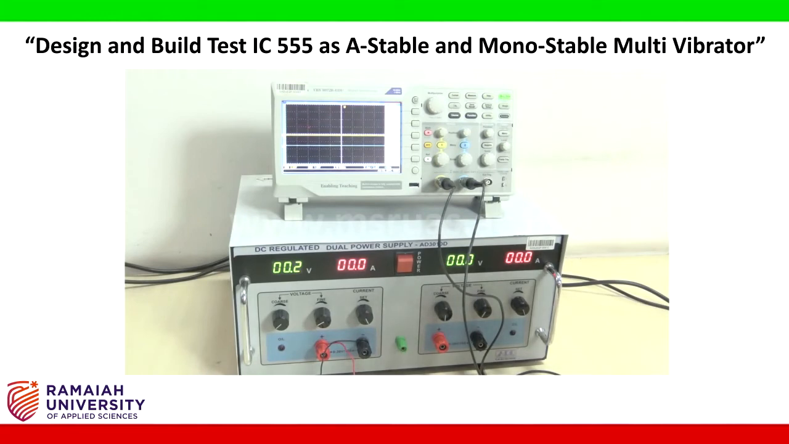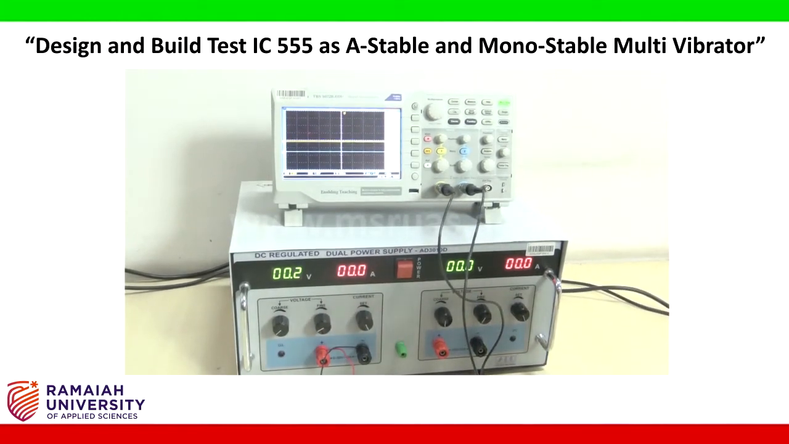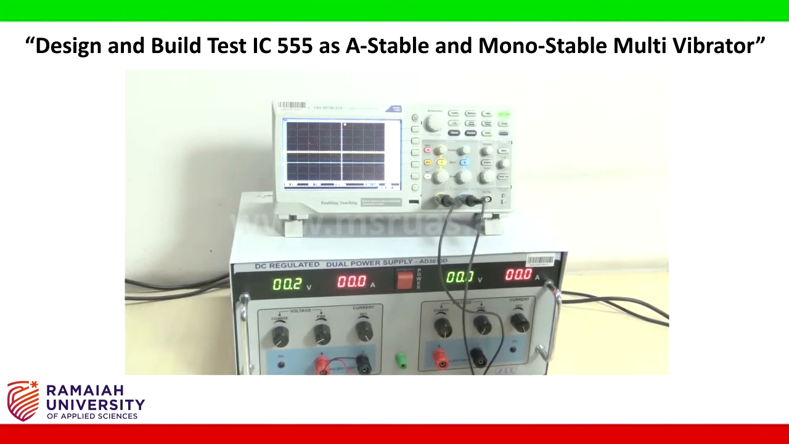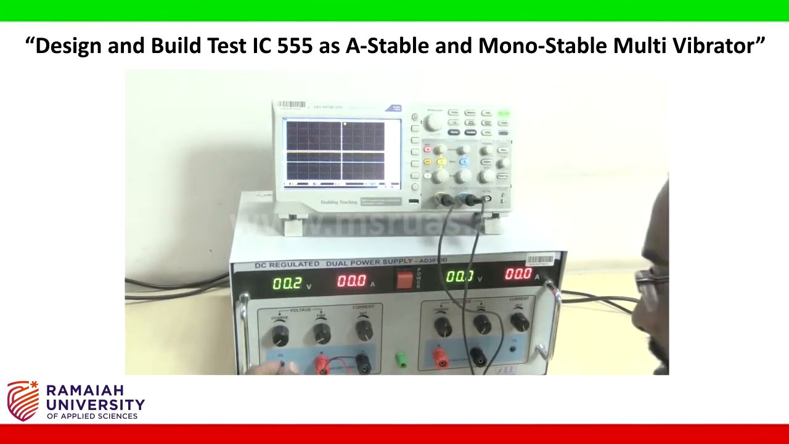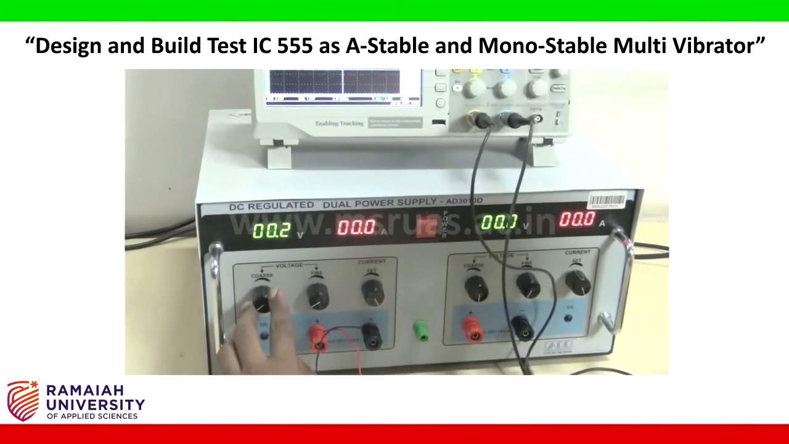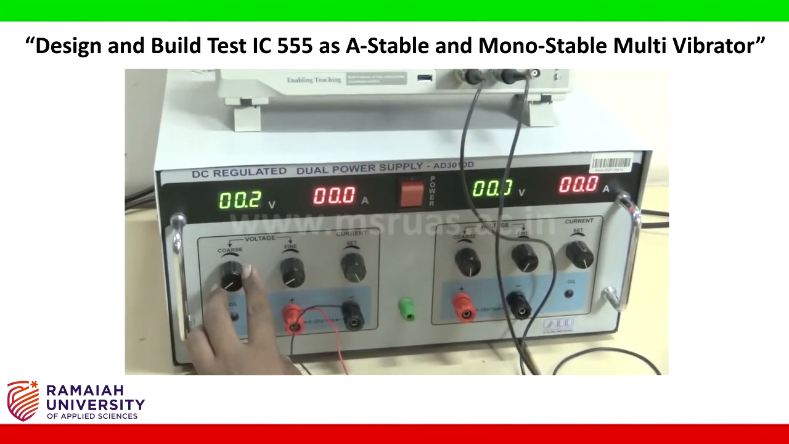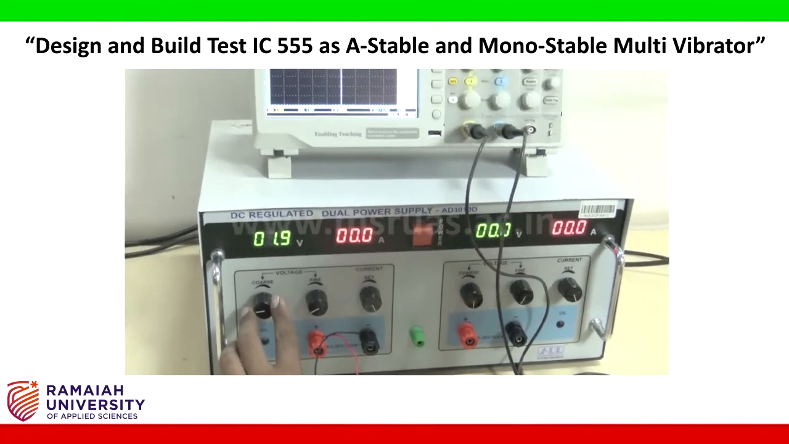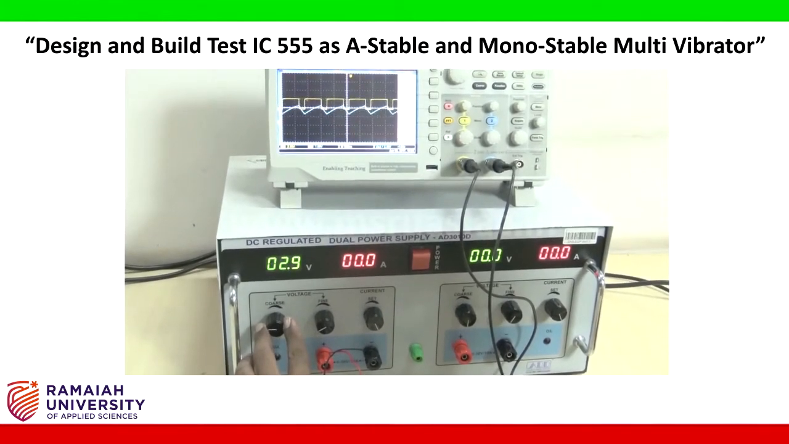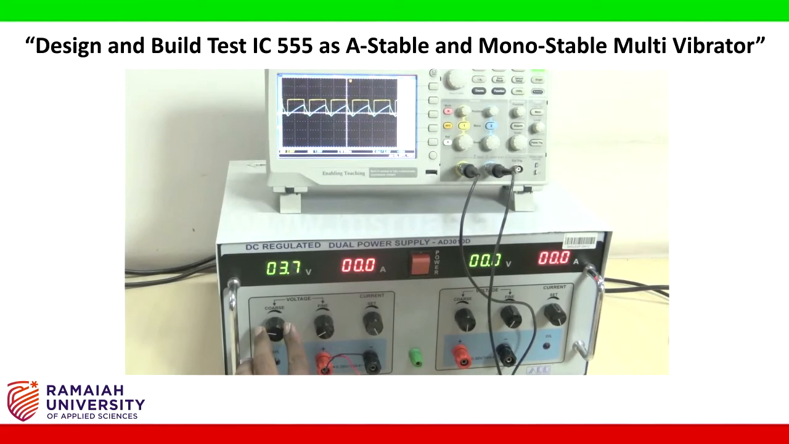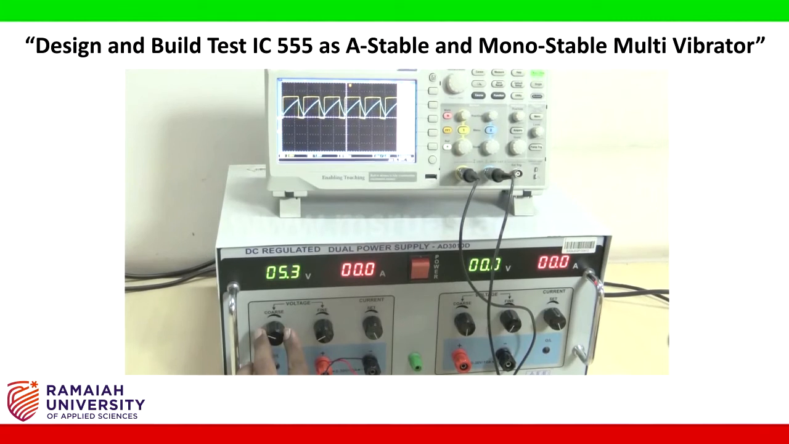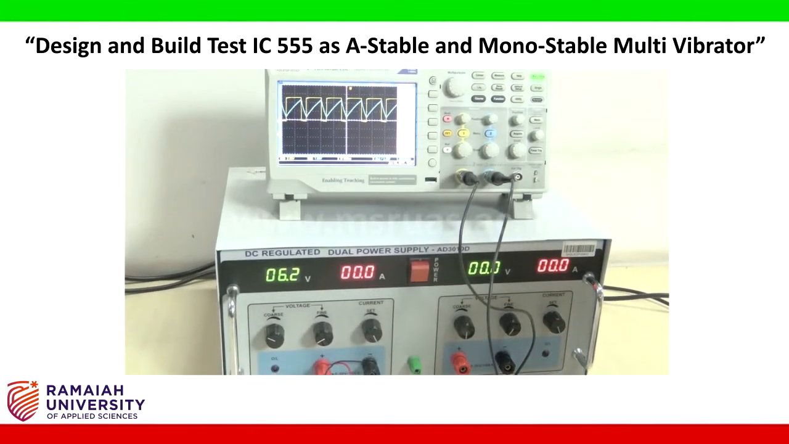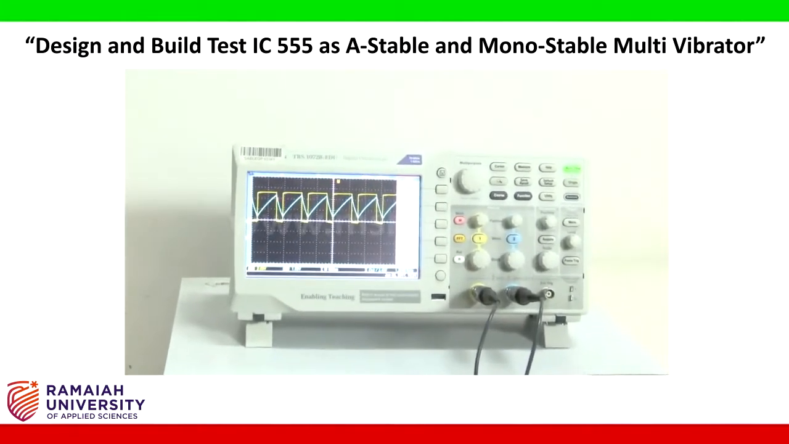For the astable multivibrator, we don't need any triggering pulses to generate the waveforms. We have to adjust the DC dual regulated power supply, then we get the signal at the output side. Now I start to adjust the DC dual power supply regulation. If you adjust to the right point, you will get a very accurate result. You see, this is the output of the astable multivibrator.